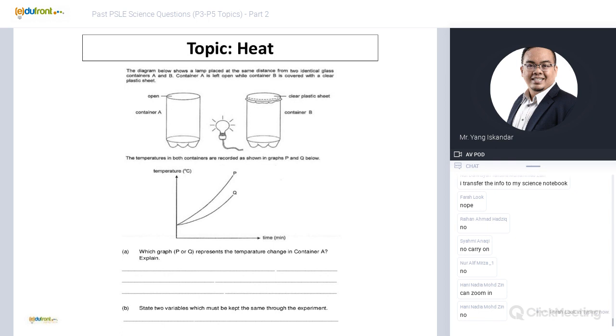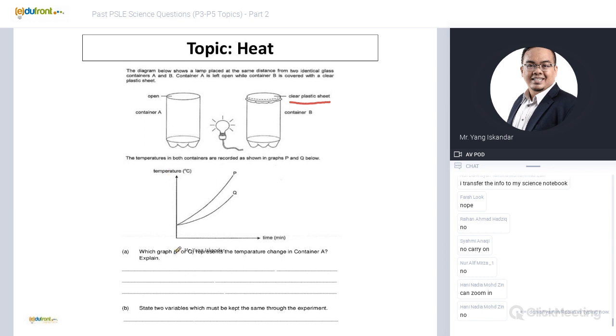So the diagram below shows a lamp placed at the same distance from two identical glass containers A and B. Container A is left open while container B is covered with a clear plastic sheet. Now this is an experiment question. When you see any experiment question, the first thing you try to figure out is the changed variable. Sometimes they'll tell you the aim of the experiment, but sometimes it's not clearly given. In this question you can see very clearly that the clear plastic sheet is the changed variable. In container B, there is a presence of a clear plastic sheet, but in container A, there is no clear plastic sheet.